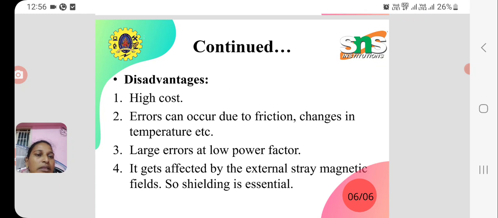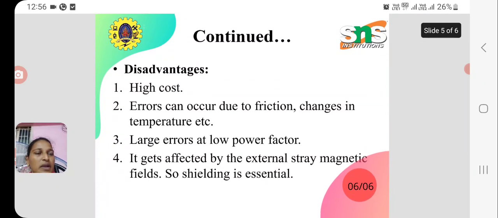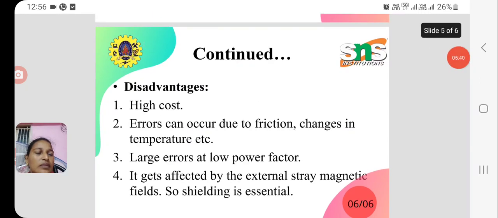Also, these EDM wattmeters are not good for low power factors, where they show very large errors. So these EDM instruments can be used for measuring power with high power factors, where the power value is high and the current value is less. It also gets affected by external stray magnetic fields, as we discussed in unit 1. So shielding is very essential for these EDM type wattmeters.